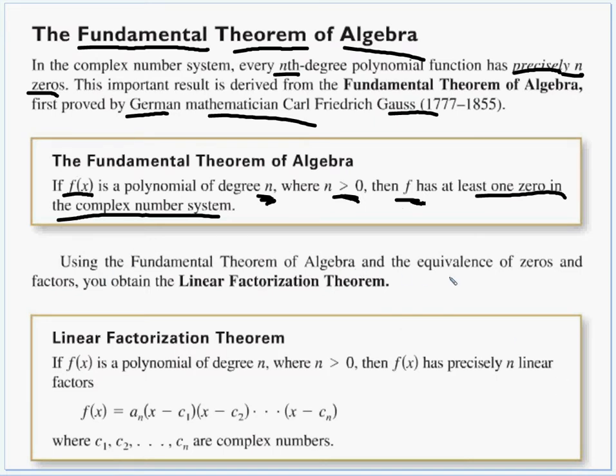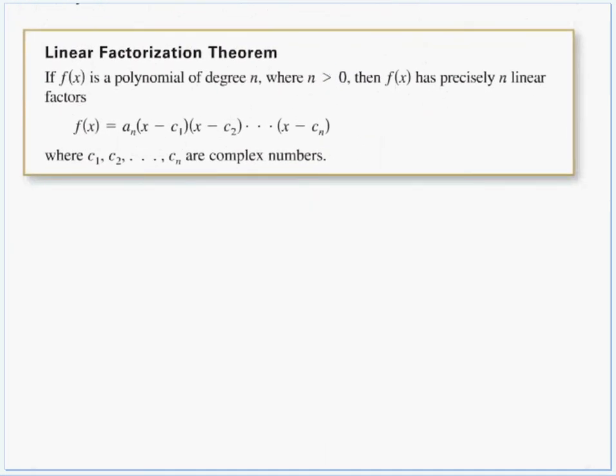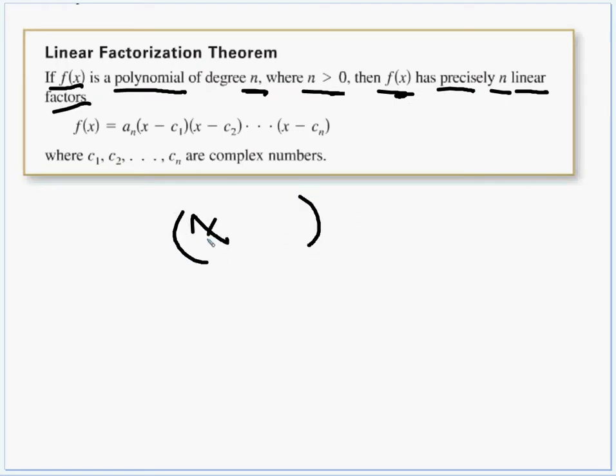Using the fundamental theorem of algebra and the equivalence of zeros and factors, we can attain the linear factorization theorem. This theorem says if our function is a polynomial of degree n, where n is positive, then our function has precisely n linear factors. Remember, a linear factor is x plus or minus some number. And there could be a number in front of the x, like 2x plus 1 or a half x plus 3. If it's x to the first, it's a linear factor.